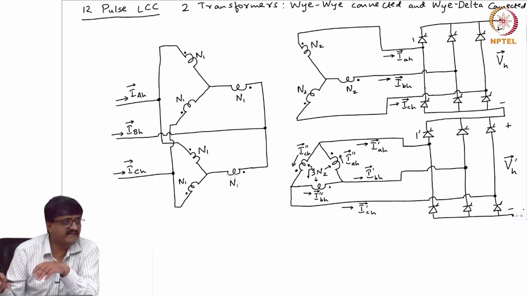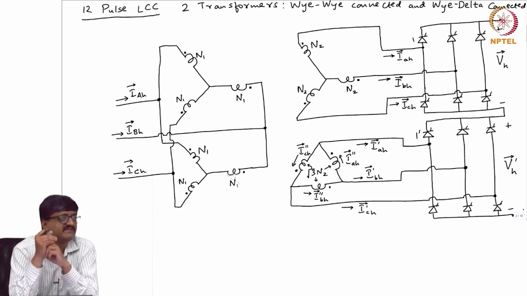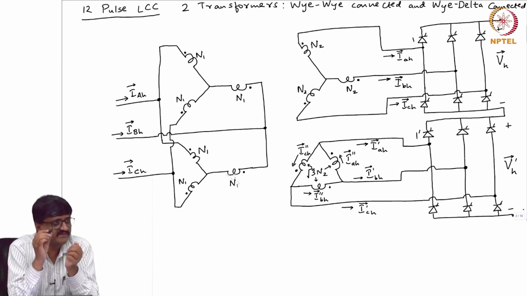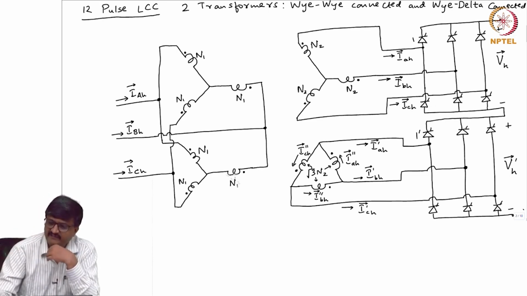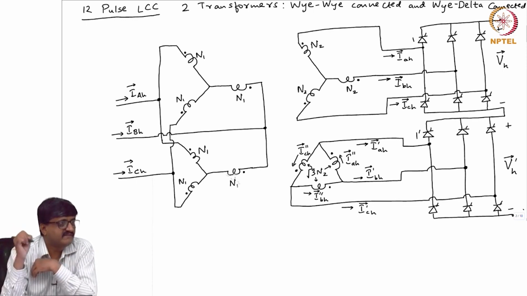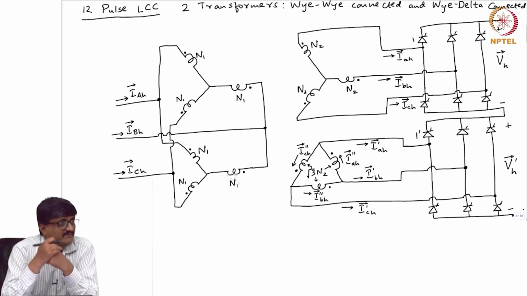The voltages of the delta winding are lagging the voltages of the Y winding by 30 degrees. Now, I want identical operation of the two 6 pulse LCCs. So, the gate pulse should be at the same instant with respect to the respective 0 crossings. If I give a gate pulse at some instant to valve 1 in the first LCC, then for valve 1 prime in the second LCC, should the gate pulse lag, lead, or be at the same instant? It should be the same. Why is it the same?